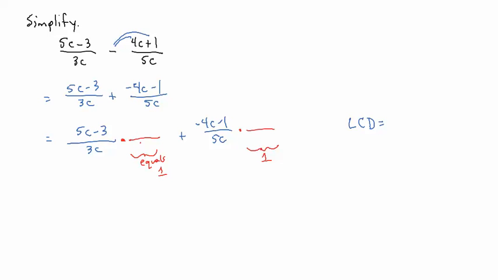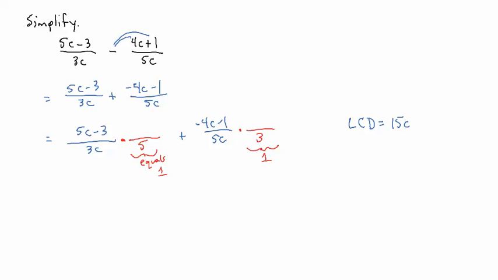Well, notice if I multiply 3c by 5, I'll get 15c. And if I multiply 5c by 3, I will also get 15c. That's the smallest thing I can turn both of these into. So my LCD, my least common denominator, is 15c. So I just want to point that out.